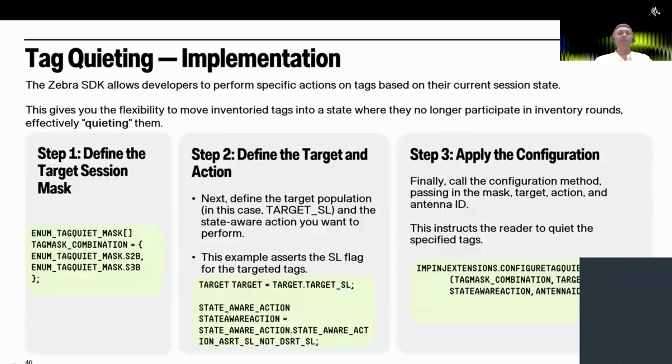So how do we do this using the Zebra RFID SDK? So how do we achieve tag quieting? Define the target session as I mentioned earlier. In general, we can select all those tags which are in the known states, and then define the target and action against it. This action could be to silence the tag or the known actions you want to perform, and then just apply the configurations, right?